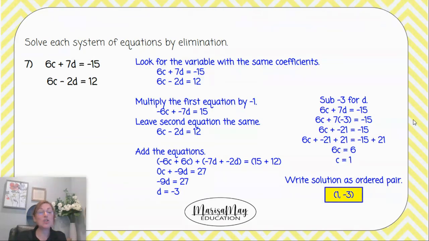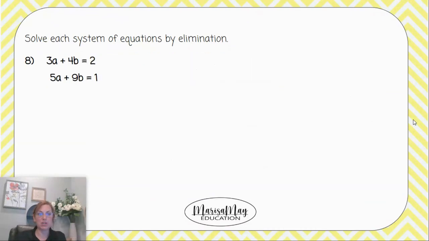All right, friends, let's do one more with this elimination method, and that is where you don't have any kind of same coefficient. What do you do then? If it doesn't have one that looks easier, you just need to choose one. So I'm going to choose a. I want to eliminate the variable a.